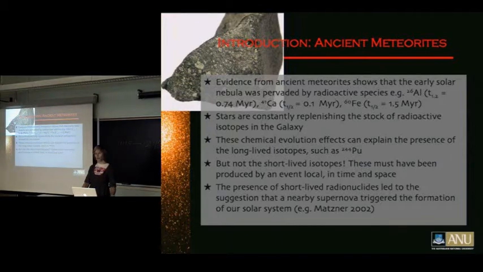But what about the short-lived isotopes? With chemical evolution, it's very hard to explain the presence of, for example, calcium-41 with a half-life of 0.1 megayears. So this led to the idea that there was some sort of local event in time and space that happened near our forming solar system. So they were either produced in the early forming solar system through spallation, or there was some sort of star that exploded. But something like 0.1 megayear, that's such a tiny, tiny lifetime.